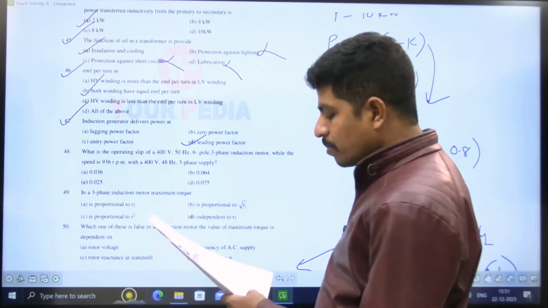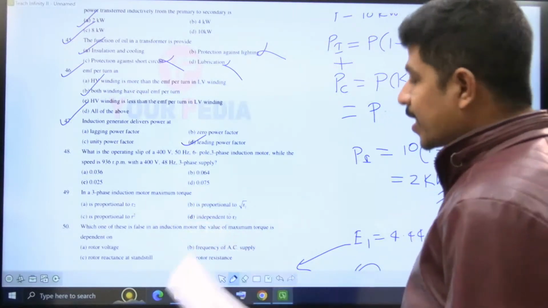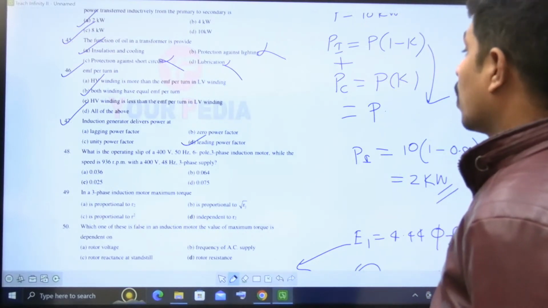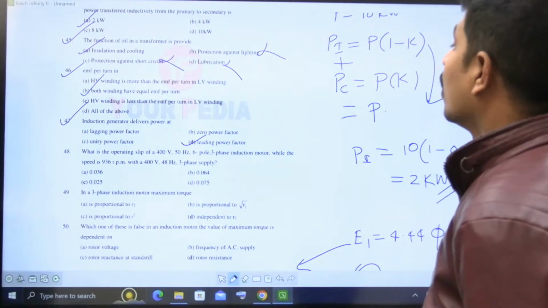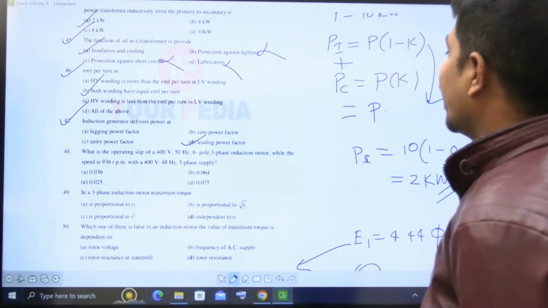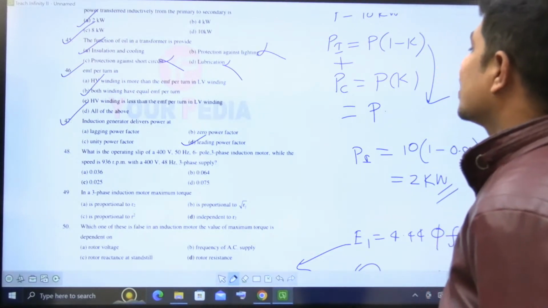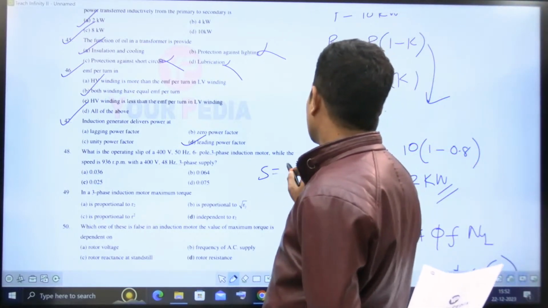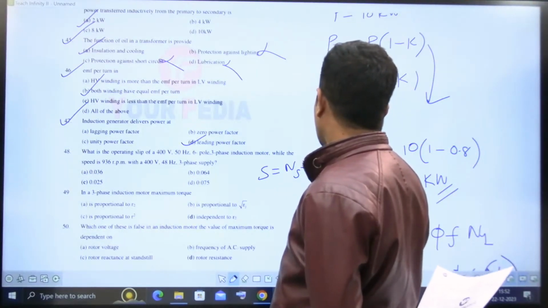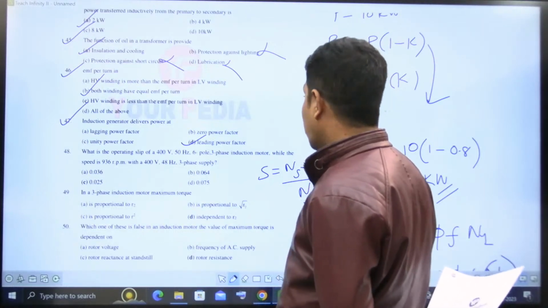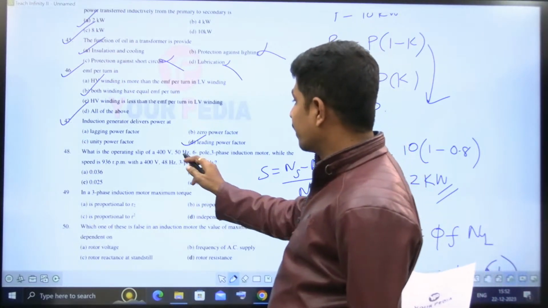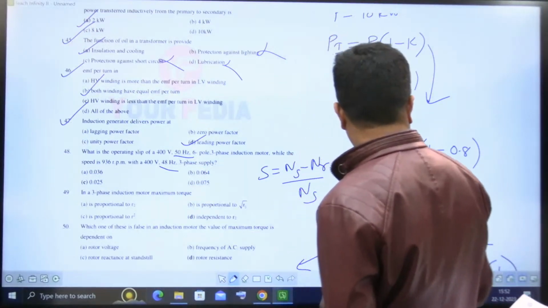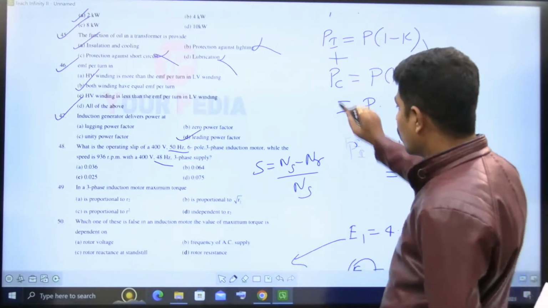Question number 48: what is the operating slip of a 400 volts, 50 hertz, 6 pole, 3-phase induction motor while speed is 936 rpm with a 400 volts, 48 hertz 3-phase supply? He's asking about slip. What is the slip formula? S is equal to Ns minus Nr by Ns, but Ns is changing because here the frequency is different. What is the Ns formula? Let me do it somewhere over here.